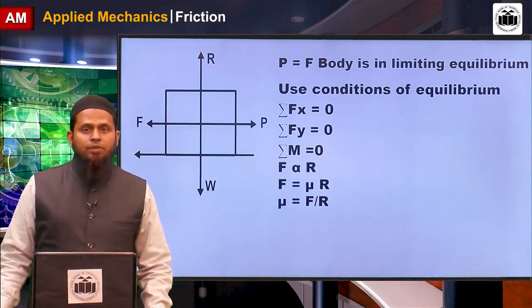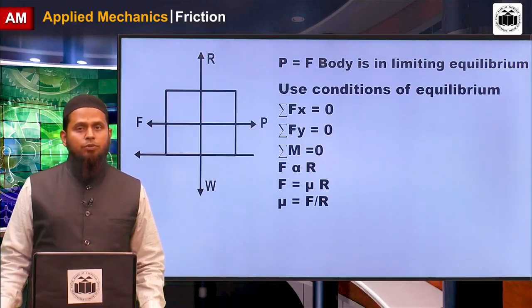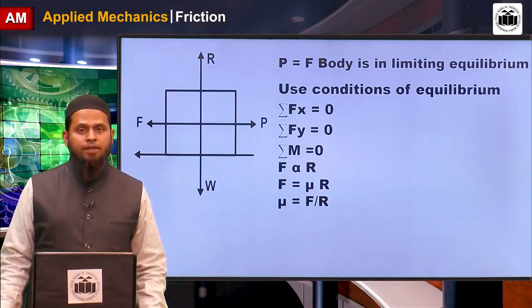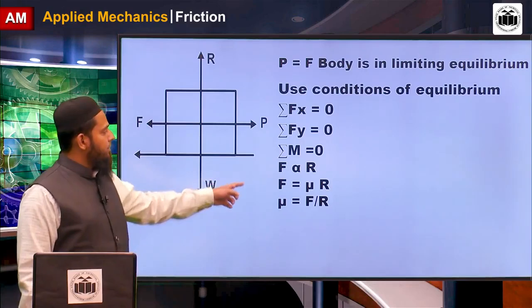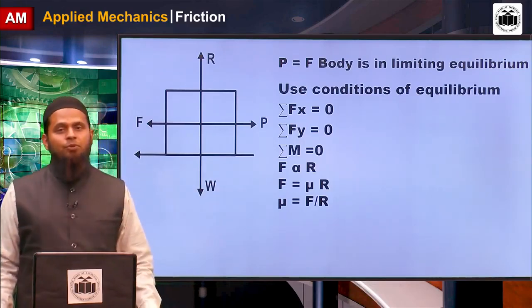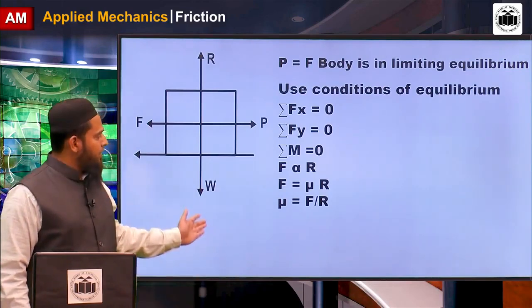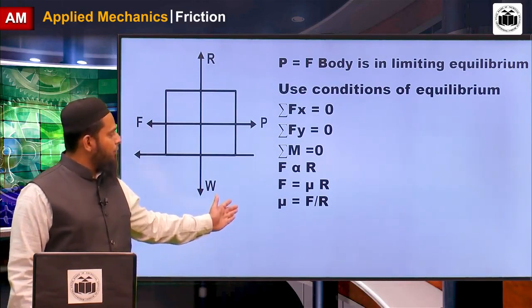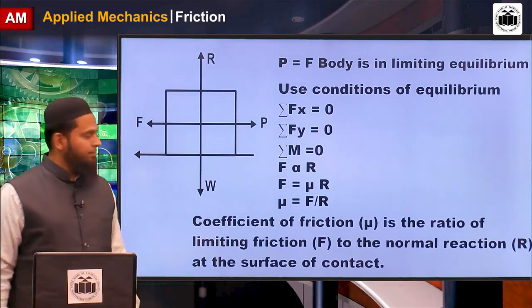Also, we have seen that frictional force is directly proportional to normal reaction. If I equate frictional force to the normal reaction, the mu comes in the picture. Now what is mu? Mu is the coefficient of friction. Coefficient of friction is nothing but frictional force upon normal reaction.